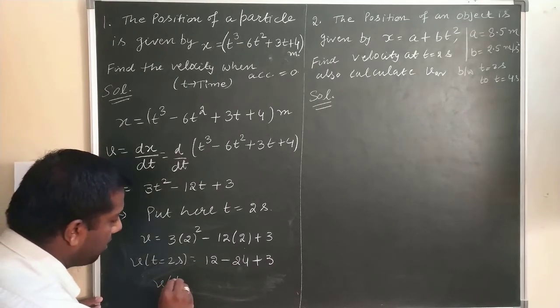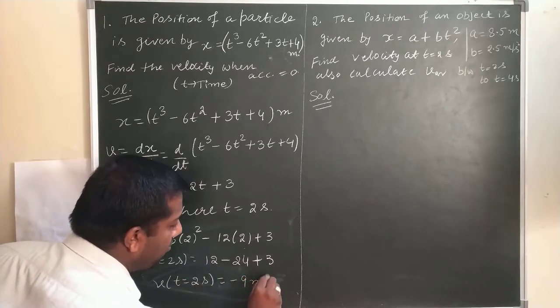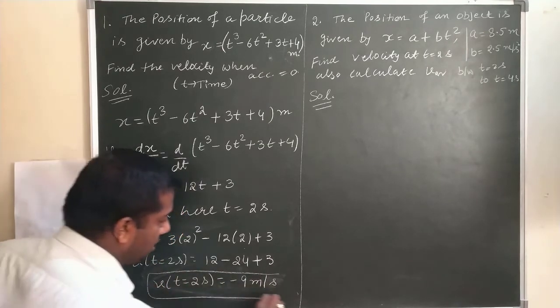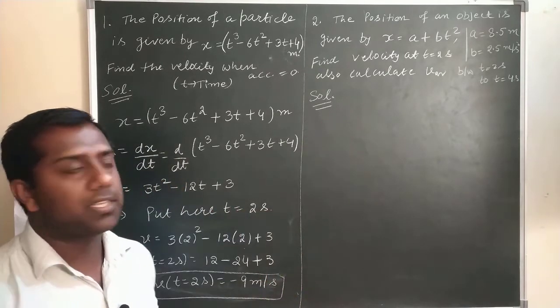So velocity at t equal to 2 seconds is what? Minus 9 meter per second. So this is the answer of this numerical. Clear? So now we will solve this second numerical.